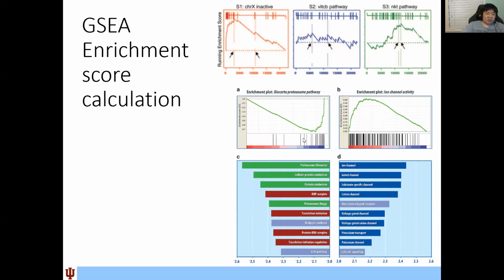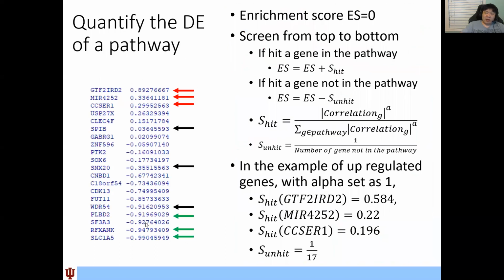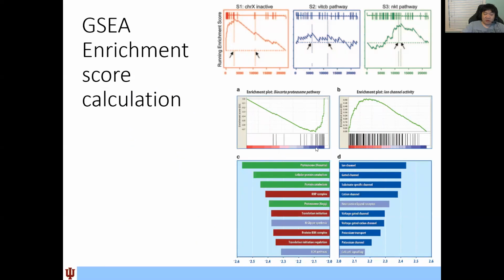Please note that for each of the pathways, you will run the analysis once by screening through the correlation list from top to bottom, and you will get one of these figures. This plot just shows the trend, but for all the analysis, we want statistical significance.